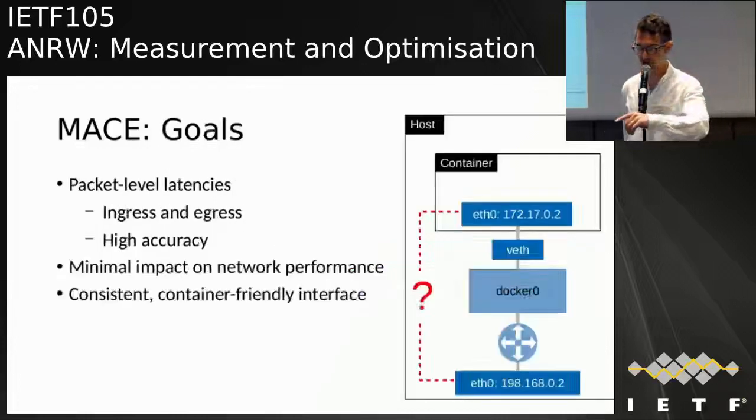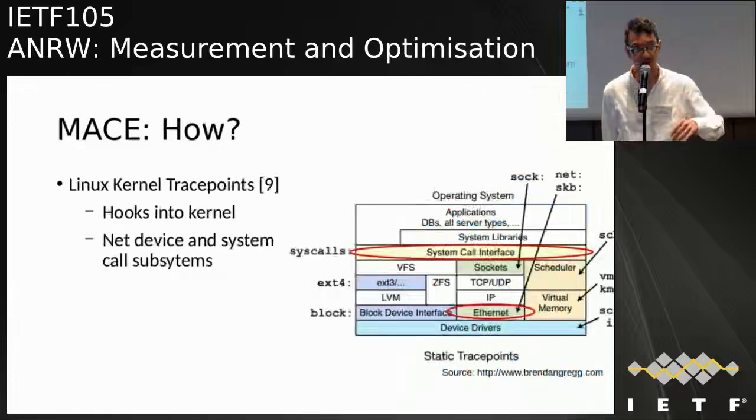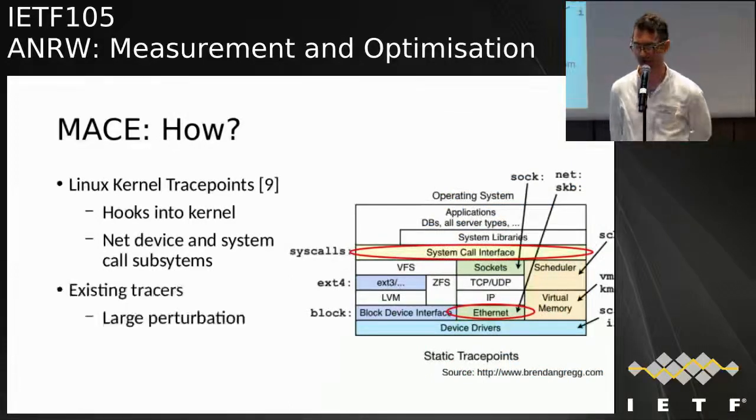actually access both the system call layer, which is the applications running in the container, so that's the top of that dotted line, and then also the net device layer, which gives us access closer to the bottom. We have some ideas about how to go further down into the hardware too.